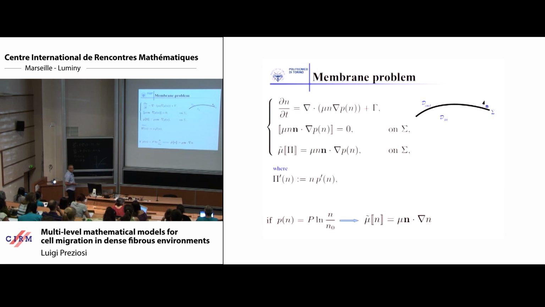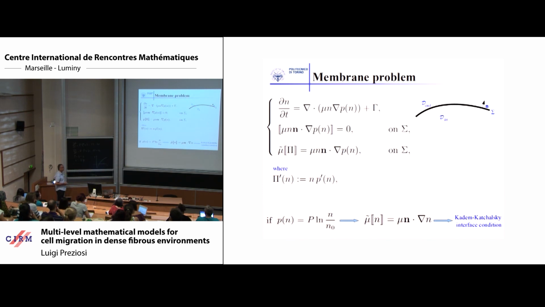So this is something that someone might have encountered in his life. It's a Robin type boundary condition. It's called the Kedem-Katchalsky interface condition. This is used commonly for the diffusion of molecules through membranes. Here we don't have molecules, we have cells, but it's just the same.